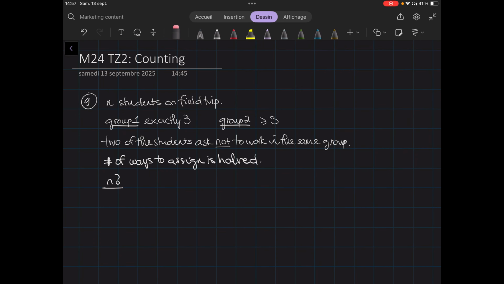Hi yo! Today I'm back with the M24 TZ1 counting question. This question is found on paper 1. This is proof that counting principles can go on literally any paper.